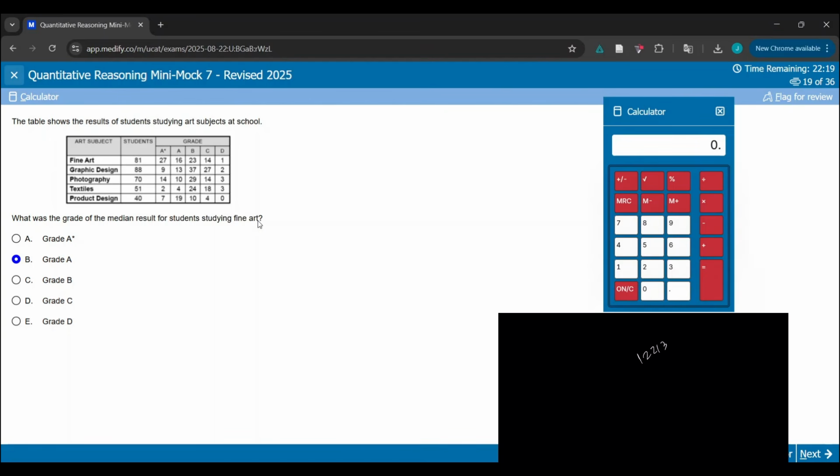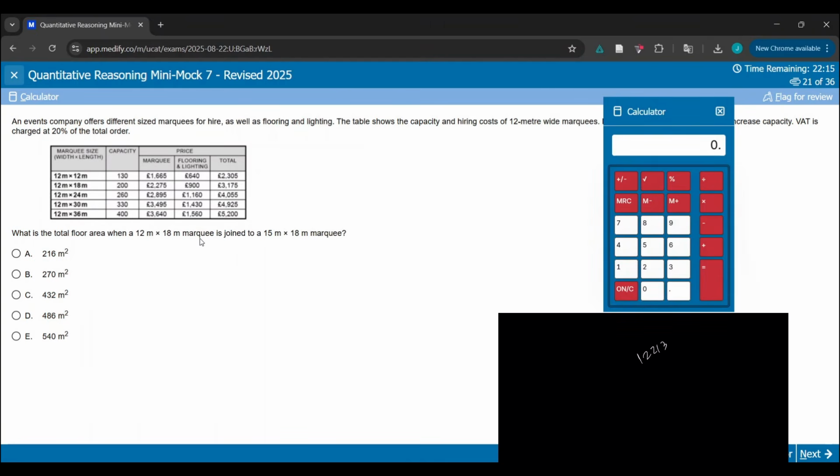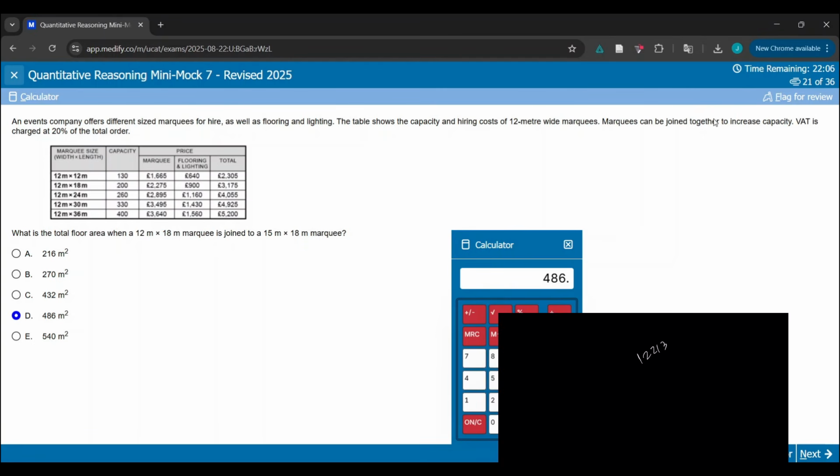That's 50 and 38. Yeah, I think it's going to be grade A. The following number was total floor area when 12 times 8, it is joined to, so it's going to be 27 times 18. So does it say anything else? Joint to increase capacity. Okay, fine.